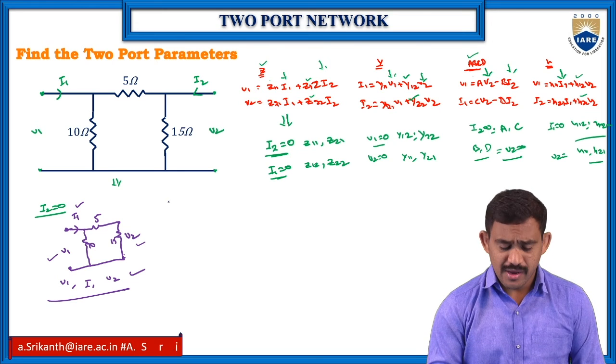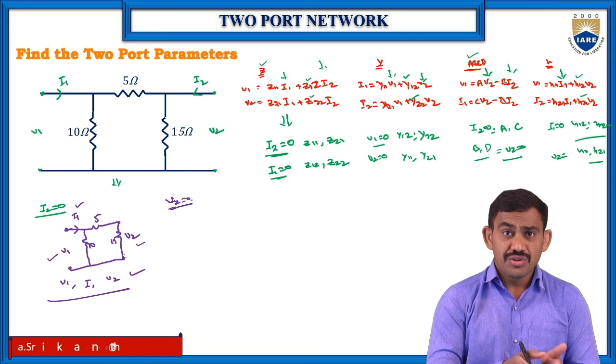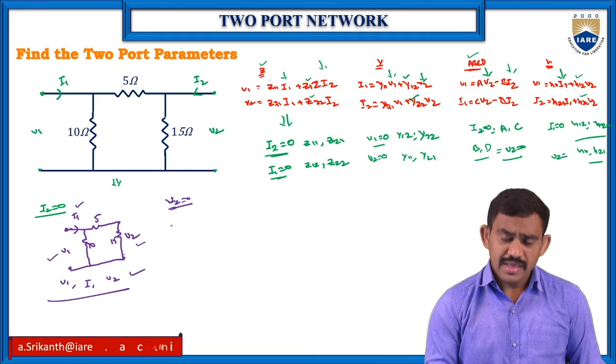Now, one more circuit I have. Now, V2 equal to 0. So, V2 equal to 0 means same.